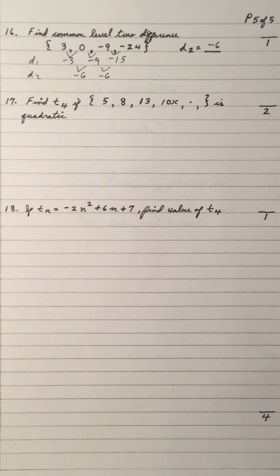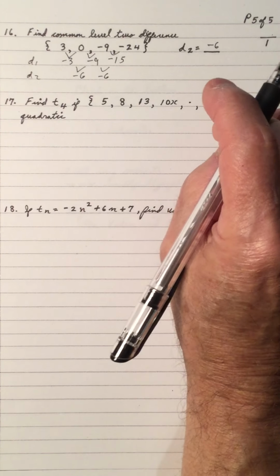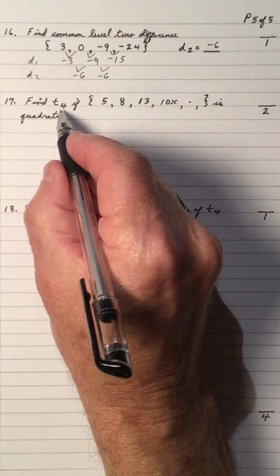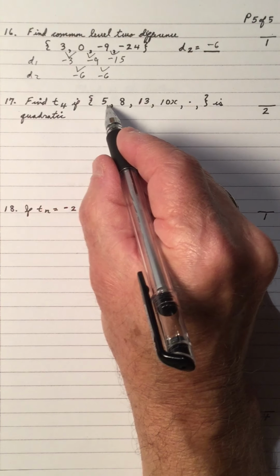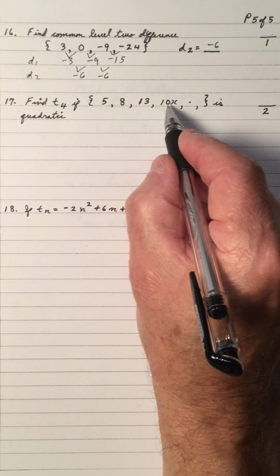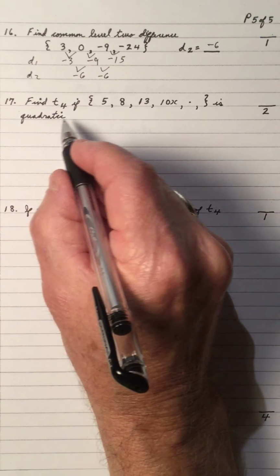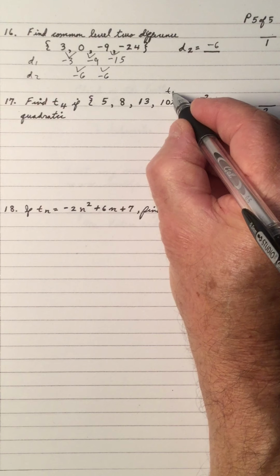And number 17, again, you're pausing the video. Hopefully everything is working out okay. Pause the video, work out the answer first and see how you're going to do. Find T4 if the sequence is 5, 8, 13, and 10x, and it is quadratic. Find T4. Well, this is T4 right here.